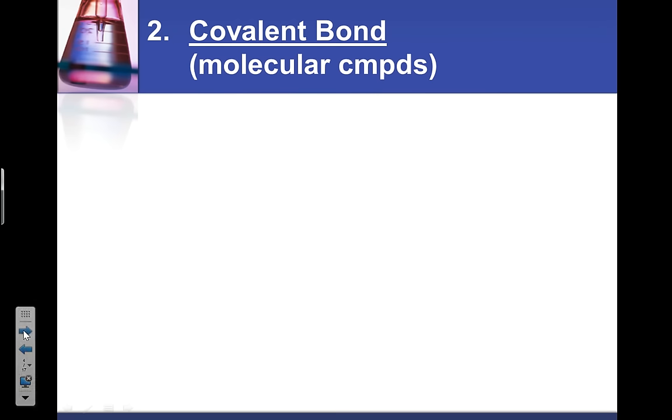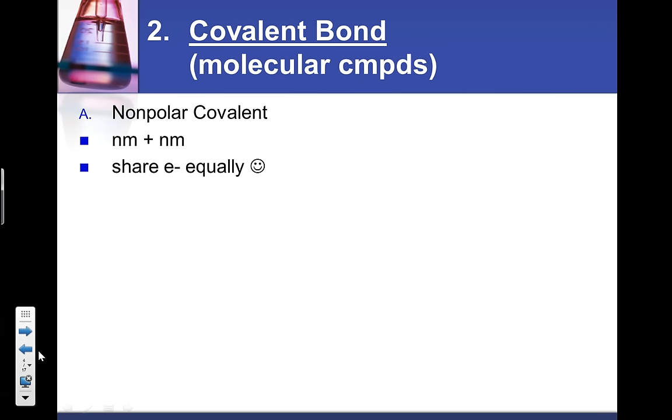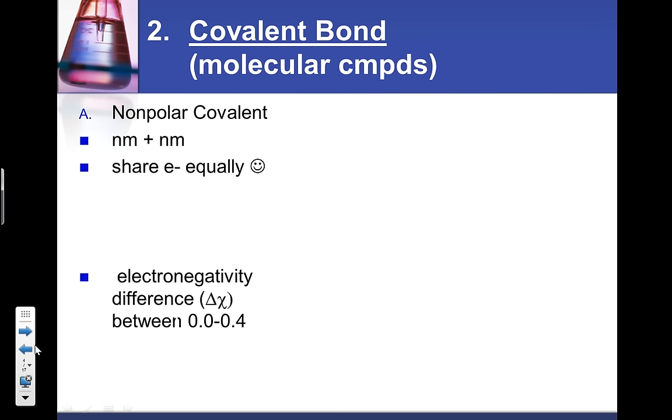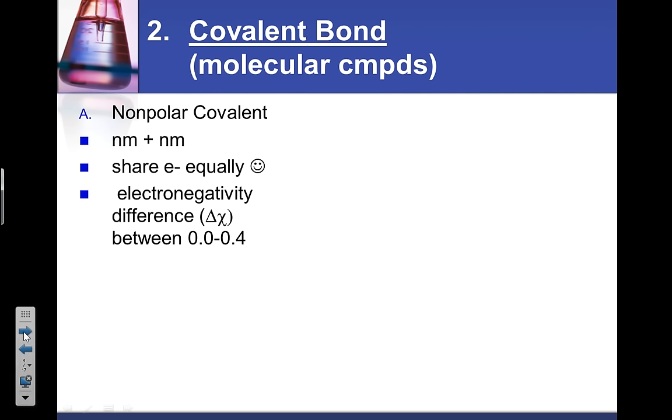Now with covalent bonds, these are going to be found in molecular compounds, and there's two types of covalent bonds, nonpolar covalent and polar covalent. Let's first look at the nonpolar covalent. You have a nonmetal and a nonmetal, and these share electrons equally, 50-50. The electronegativity difference between the atoms involved in this type of bonding is going to be anywhere between 0 and 0.4. So there's going to be very little difference in their electronegativities or their strength of pull on the electrons.